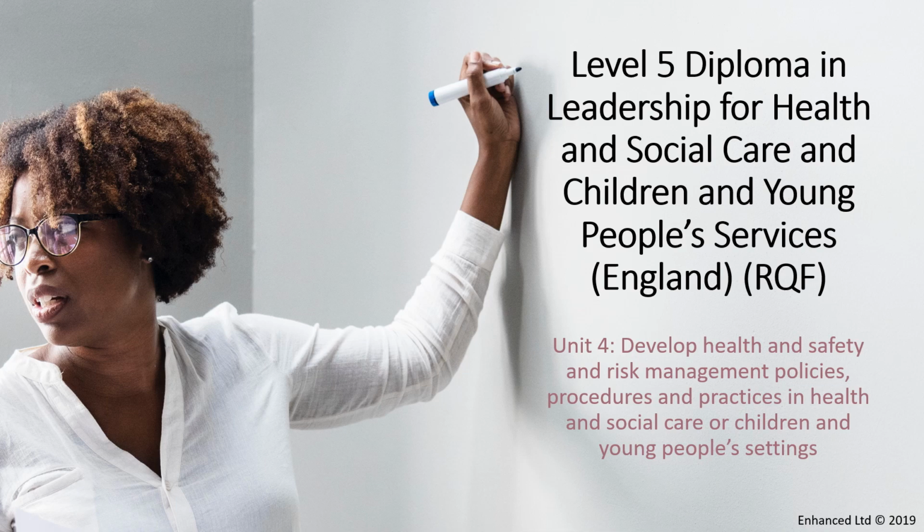Level 5 Diploma in Leadership for Health and Social Care and Children and Young People's Services. Unit 4, Develop Health and Safety and Risk Management Policies, Procedures and Practices in Health and Social Care or Children and Young People's Settings. Enhanced Limited Copyright 2019.